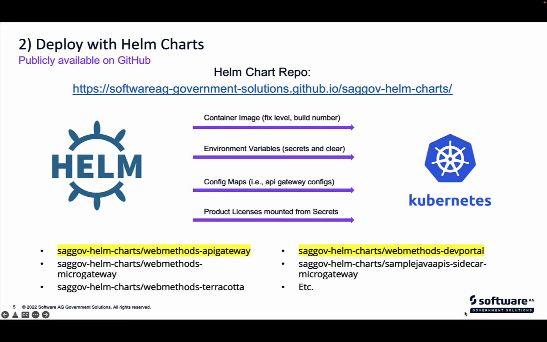Then, when it comes to deployment into Kubernetes, there are many different ways to do it, but Helm Charts are one of the most common and flexible ways. So SoftwareAG Government Solution has created a Helm Chart repo where you can find Helm Charts for the different products like Web Method API Gateway, Web Method Dev Portal, and others.